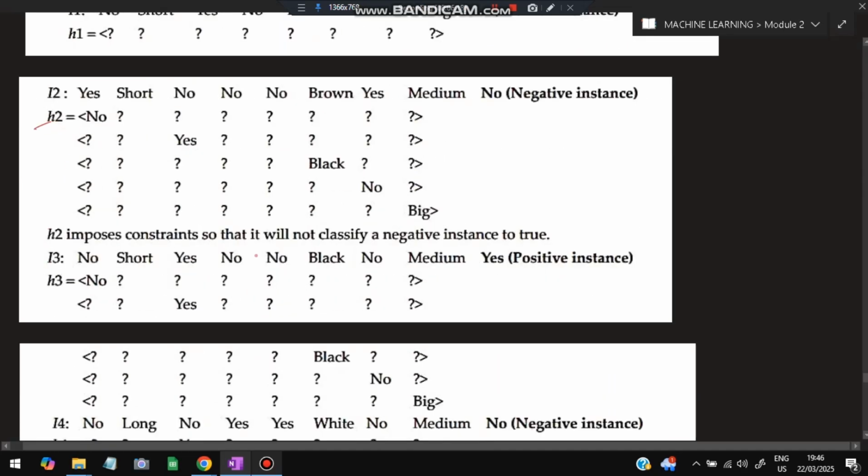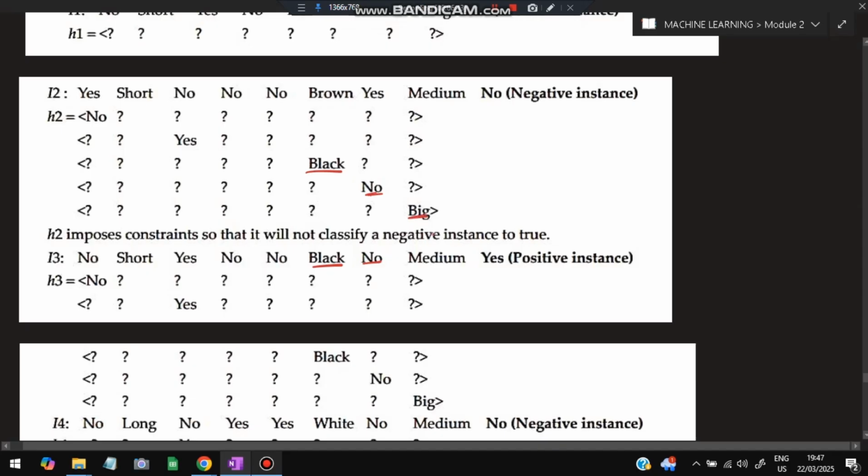We'll consider the third one, which is also yes. Now we'll compare this and this. I already have no here, and here also it is no, so no worries. Short was short previously also, so it is a question mark, we need not worry about it. Here we have a yes, and here also a yes, no worries. No, and here also it was a question mark, no worries. Black and black, it is fine. It was no here, and here also we got no, fine.